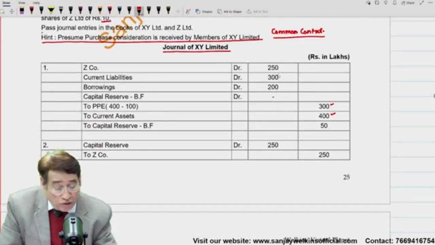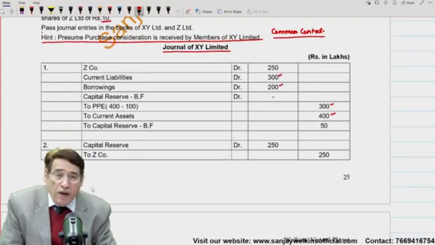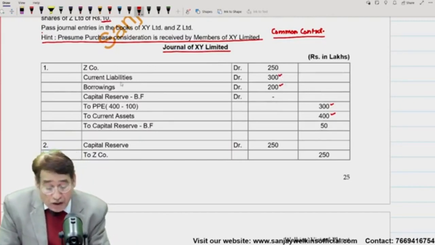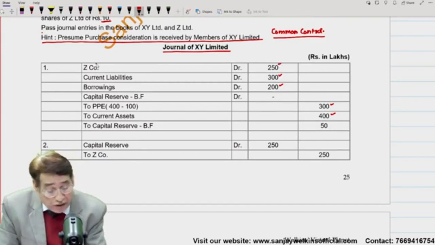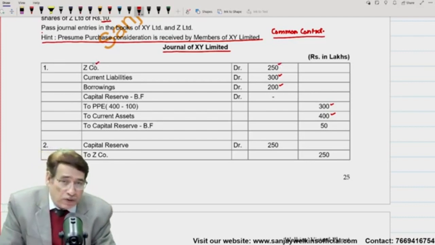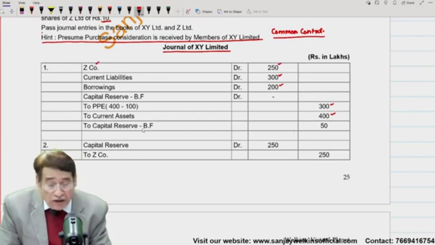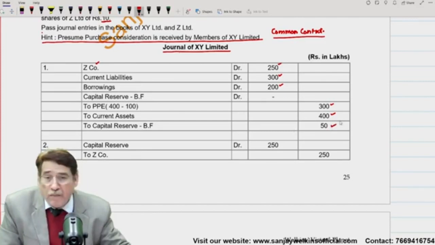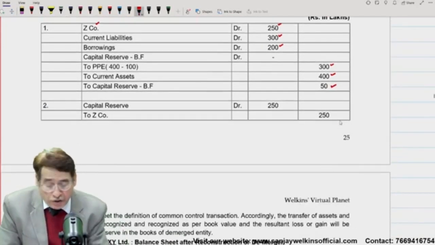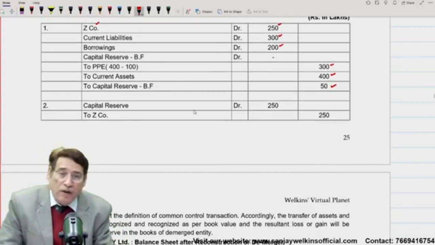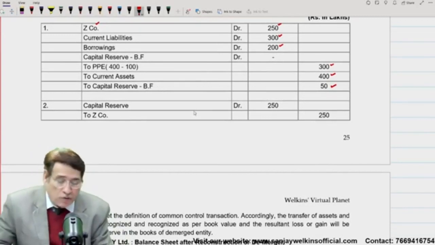So you are going to debit the current liability and the borrowings. Is it clear? And then you will write the amount of consideration which you are supposed to receive from Z Limited, which is given in the question, that is 250 lakhs. By comparing these things, you are getting a balancing figure towards the credit side. So obviously the profit will be transferred to capital reserve. You straight away write to capital reserve. Is it clear to you? You can easily manage this question on your own.